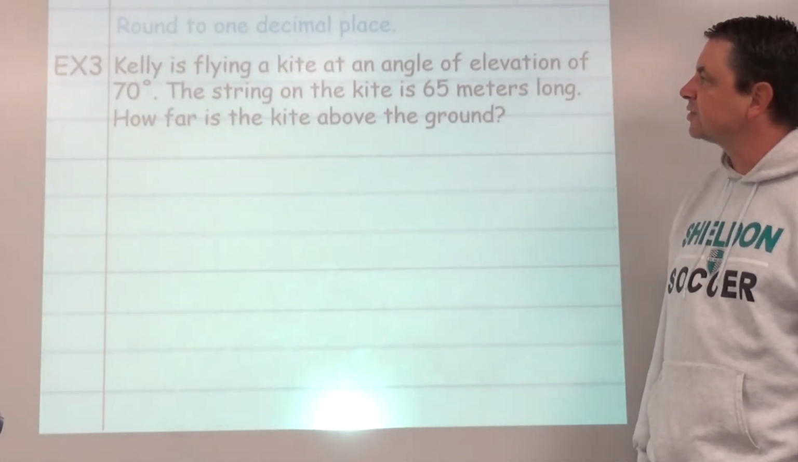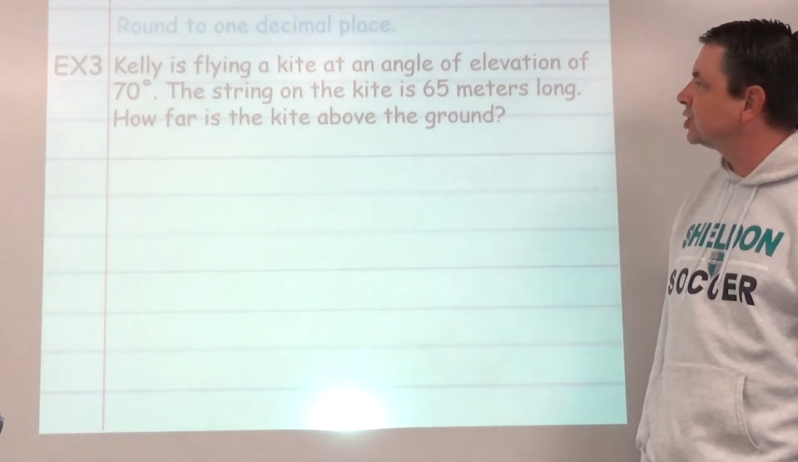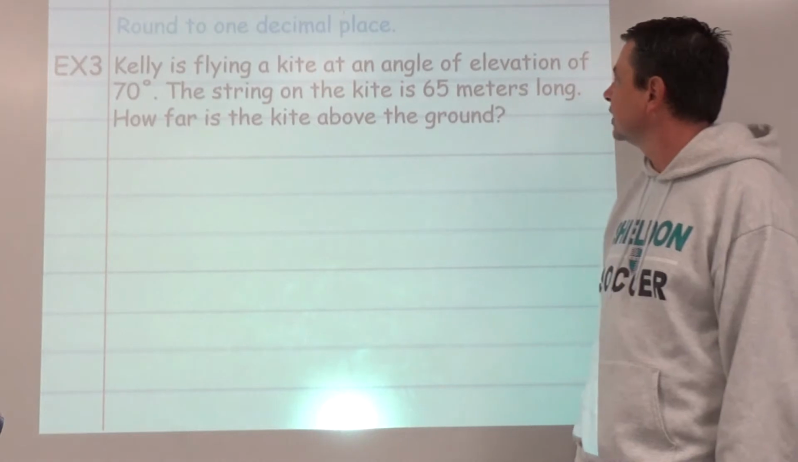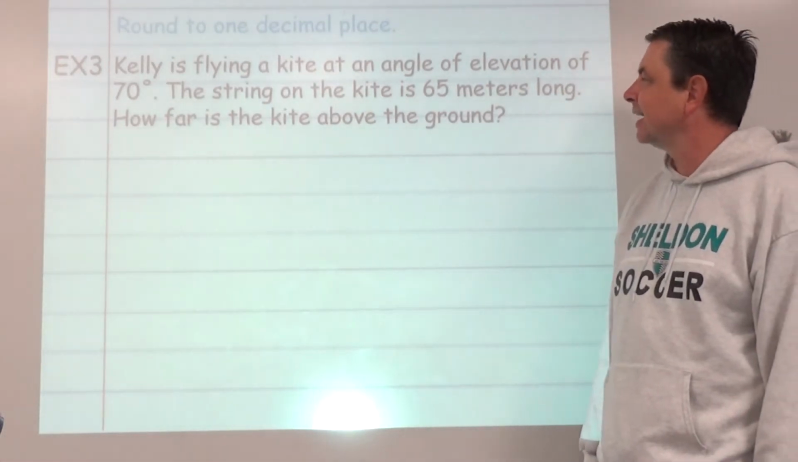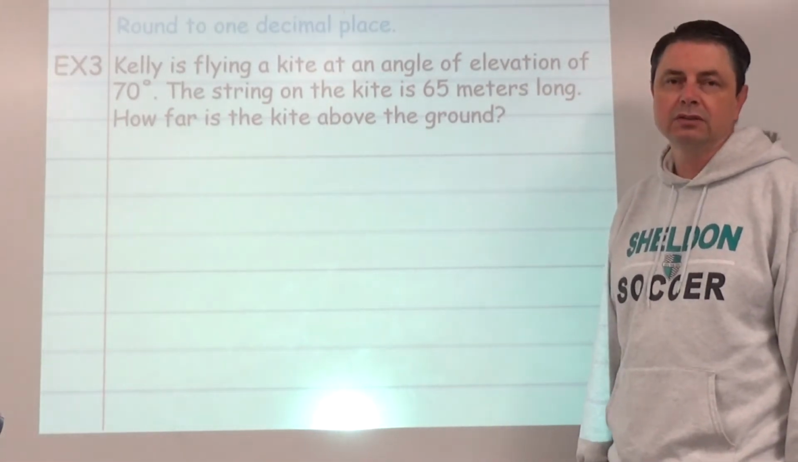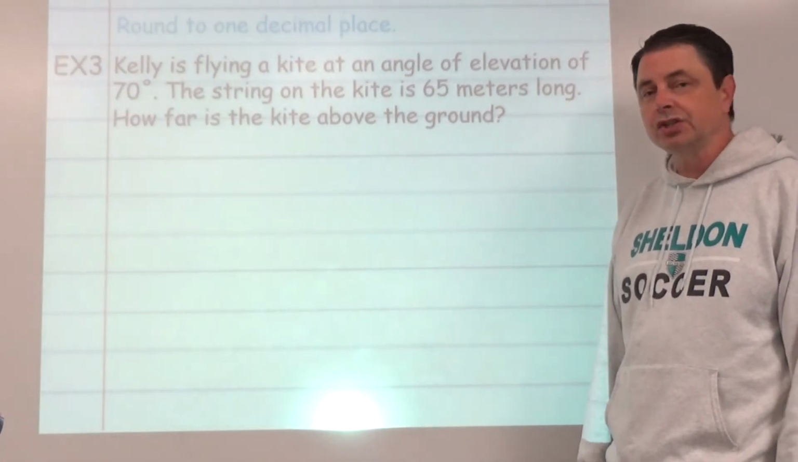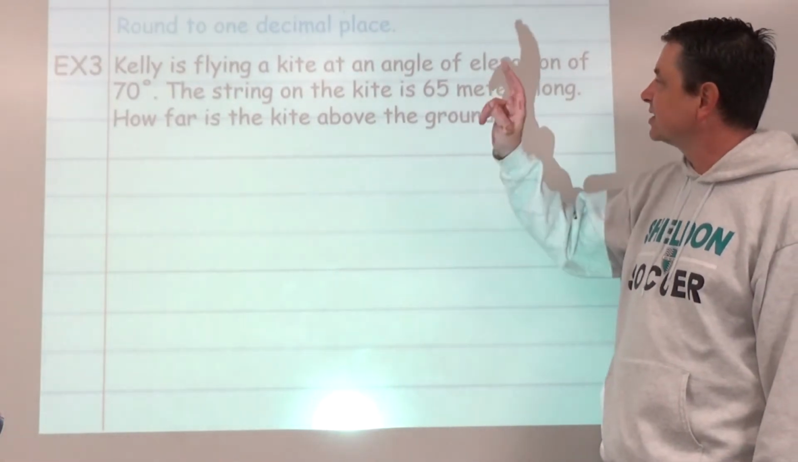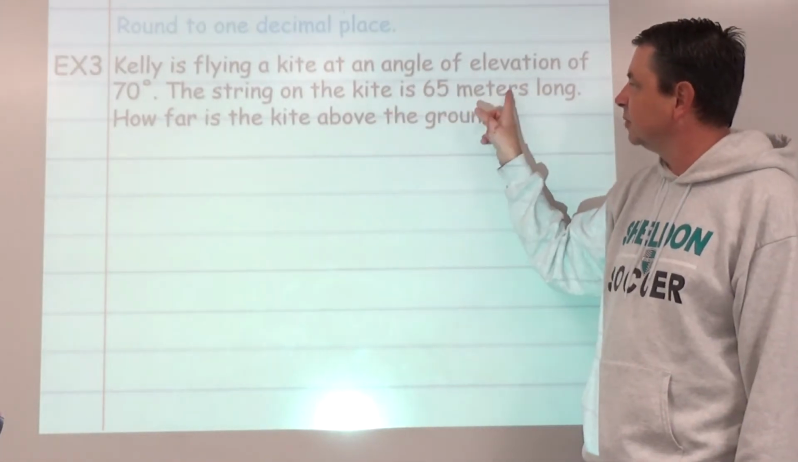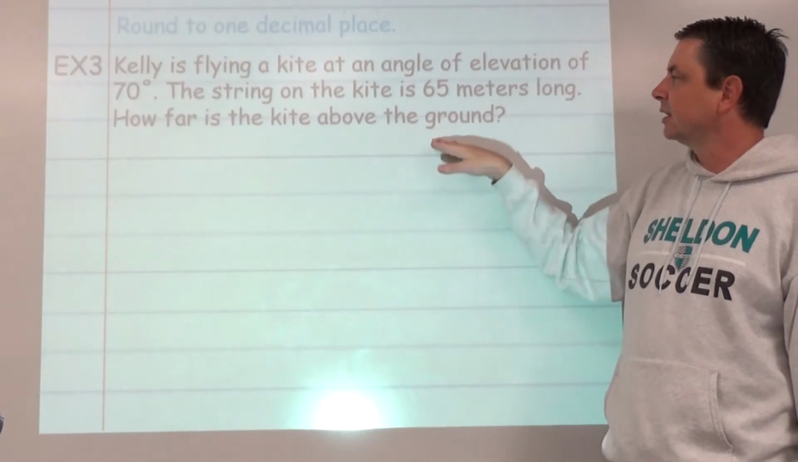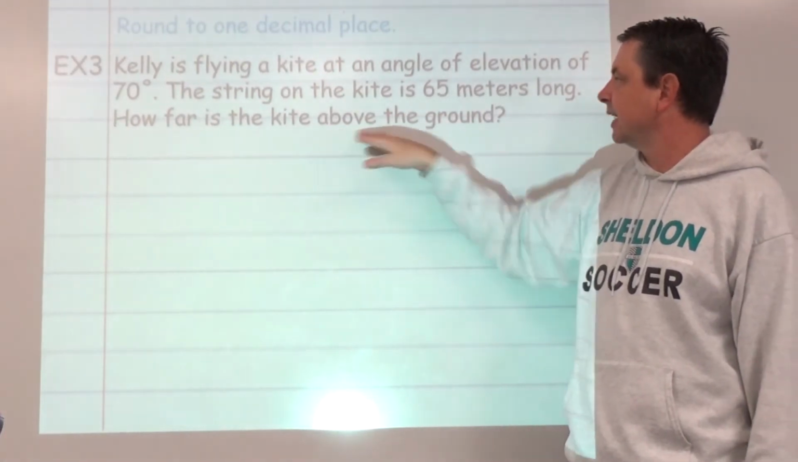Example number 3, Kelly is flying a kite at an angle of elevation of 70 degrees. The string on the kite is 65 meters long. How far is the kite above the ground? Go ahead and pause here while you sketch. Make sure we have the 70 degrees in there, the 65 meters, and something for the distance the kite is above the ground.